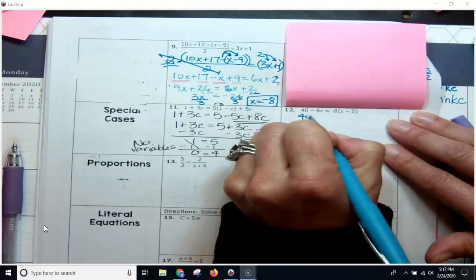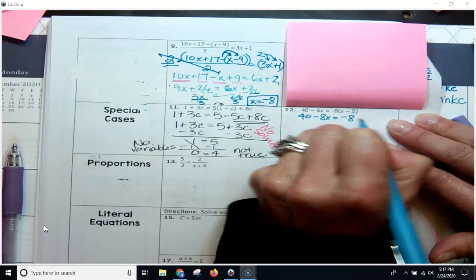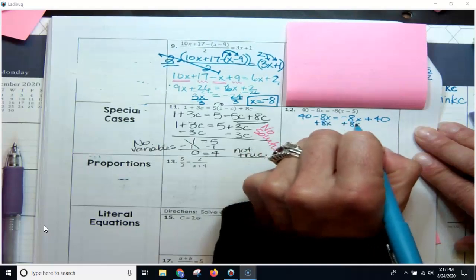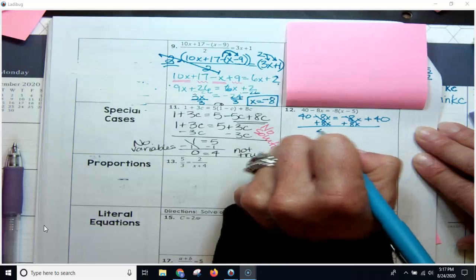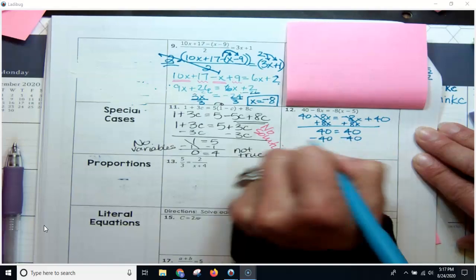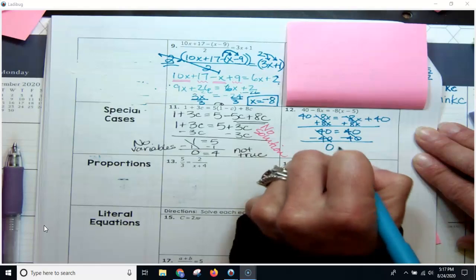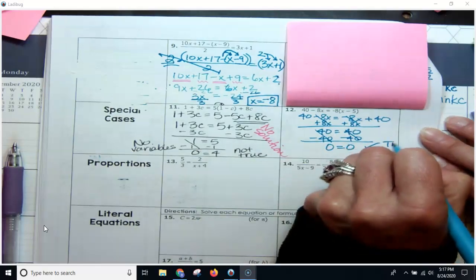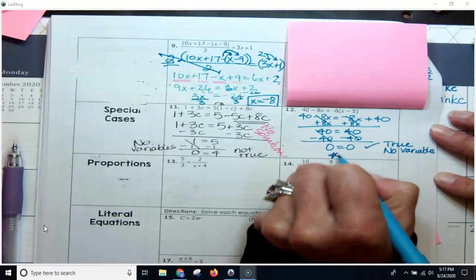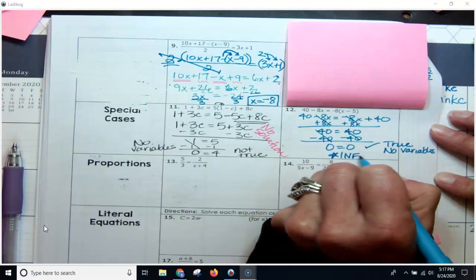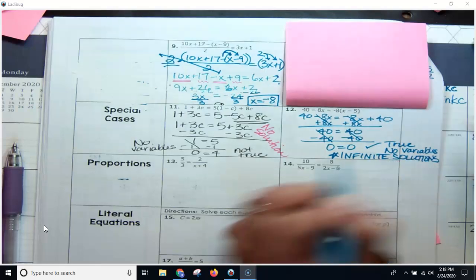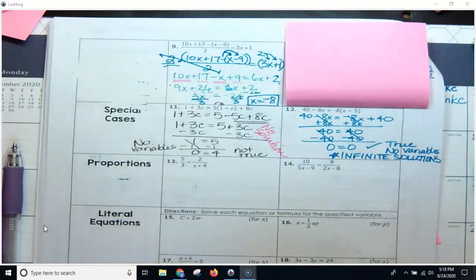What about this? We've got 40 minus 8x equals negative 8x plus 40. So I'm going to add 8x to both sides. And look at that. My variable has gone away. So now I'm saying, okay, no variables, everything worked out. 0 does equal 0. This is true. No variables. So that must mean infinite solutions. Infinite solutions. I know sometimes I have to sound it out in my head. All right? So there you go on that.